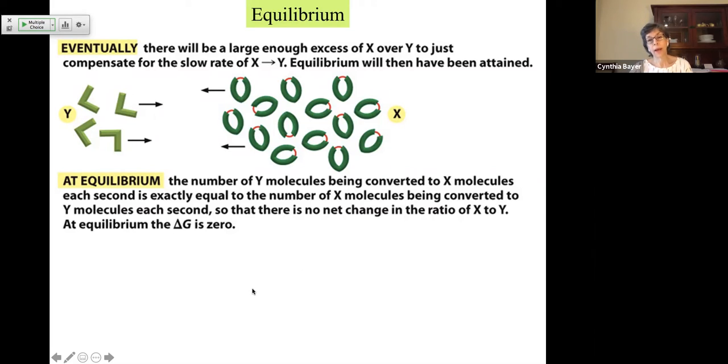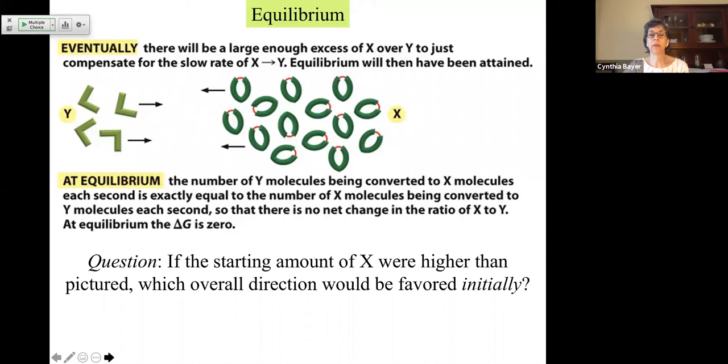Now, we can also ask, well, what if, instead of starting out with an equal amount of X and Y at the very beginning of our experiment, the starting amount of X was much higher than the starting amount of Y? Which direction of that reaction would have been favored initially, right? At the beginning of a reaction where you had an excess of X relative to Y, what would be the overall favored direction of that reaction?